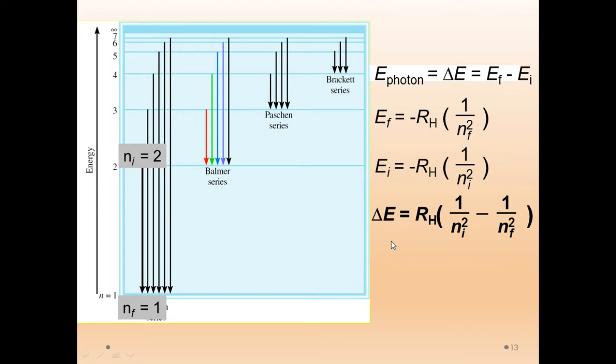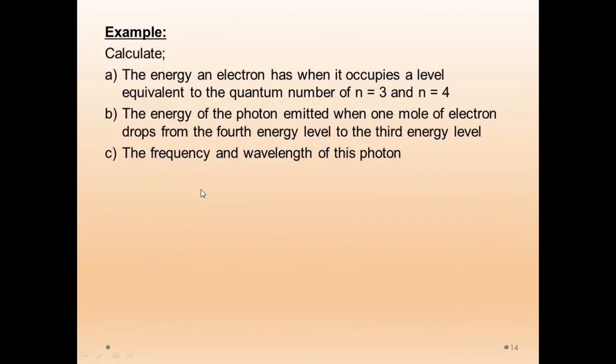So we must remember the final over here is where it comes back to the ground state. Initial over here stands for the excited state. So by substituting into this formula, we can calculate the energy gap between the orbitals. So this is the amount. This is another example. Okay, example, calculate this one.